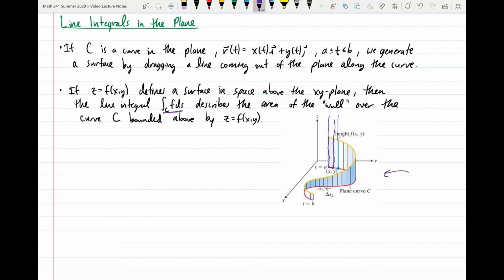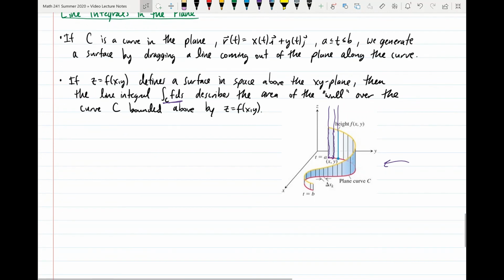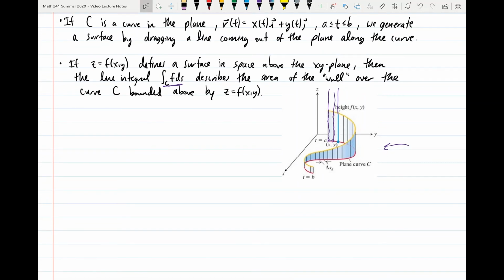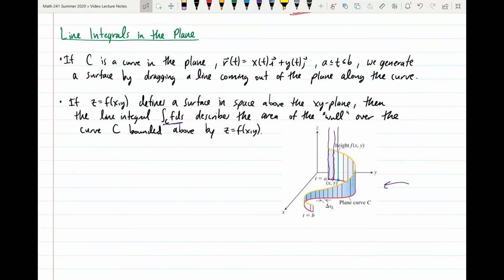So again, we're drawing a wall that follows along the curve C and extends up in the z direction forever. But then we have a surface, and that's going to cut off the wall at some point and bound our wall. The line integral is giving us the area underneath that curve in space, or the area of that wall. So you can hopefully see how this is an interesting generalization of the notion of the integral from Calc 1, because the integral from Calc 1 was just the area under a curve, as long as the curve was positive, always above the x-axis.